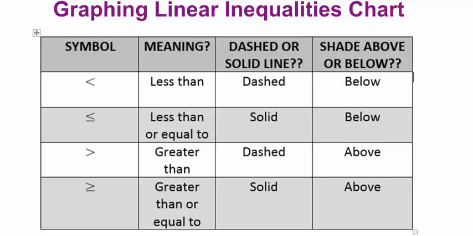If it's less than or equal to, it is a solid line. Remember when we had that little bar that represents equal to, for less than or equal to or greater than or equal to, it becomes a solid line. And again, it's less than, so we shade below. Greater than will be a dashed line, and we will shade above. And greater than or equal to is a solid line, and we will shade above. This table will help you make all those decisions when it comes time to graph and shade your line. So you'll want to make sure you have it for your reference.